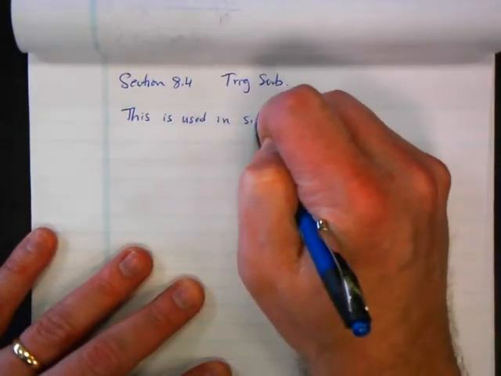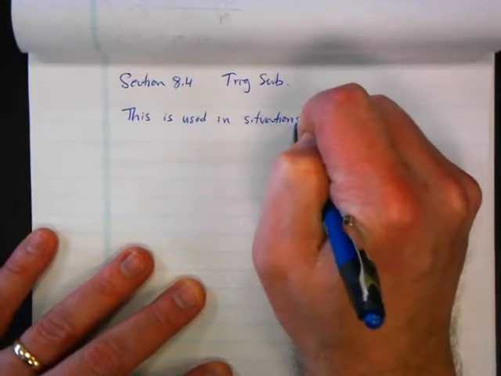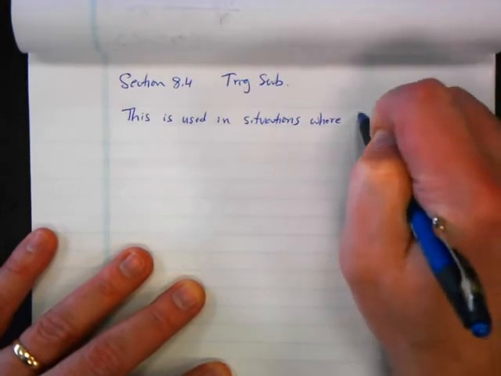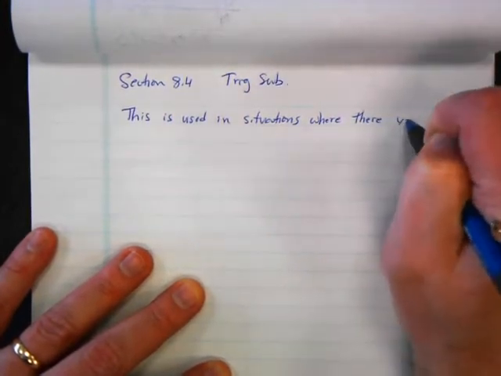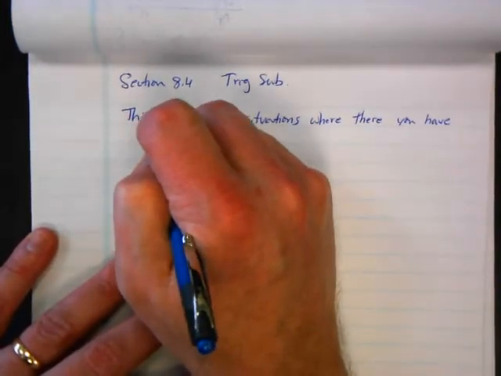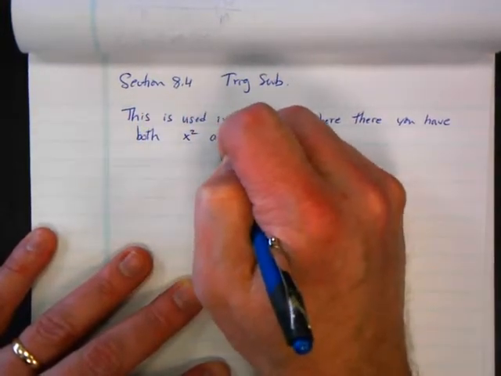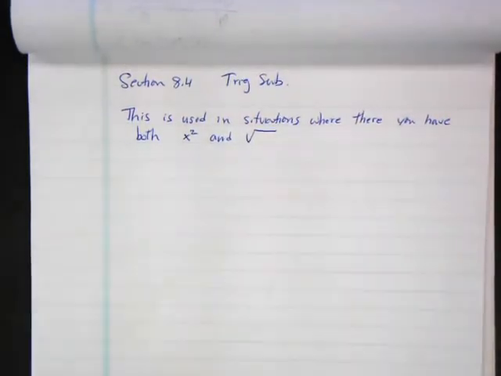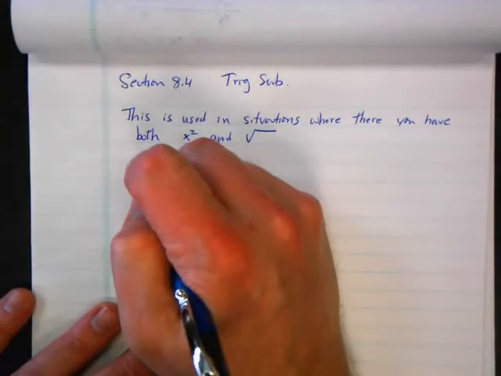in situations where you have both x squared and a square root. And it's going to be used in order to eliminate the square root. The square root thing is usually the thing that's causing us problems. We're going to use it to get rid of that square root. Here's the whole idea behind it.